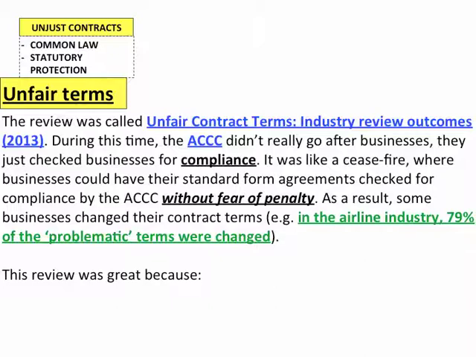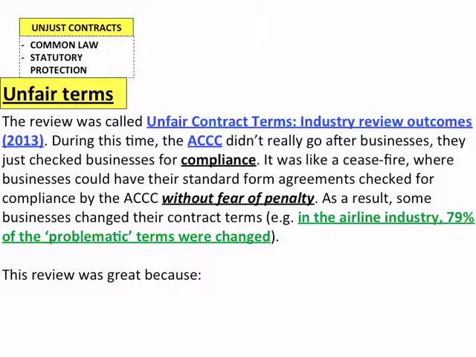They said, well, send us your standard form contract, and we promise we won't take you to court about it. We're not going to take you to court about this. As long as if we find something, you change it, you're going to be fine. So in the airline industry, most of the major airlines sent their standard form contracts to the ACCC, realizing that this is a good opportunity, that they just had to work towards compliance rather than the contract already had to be perfect. So they sent them to the ACCC.